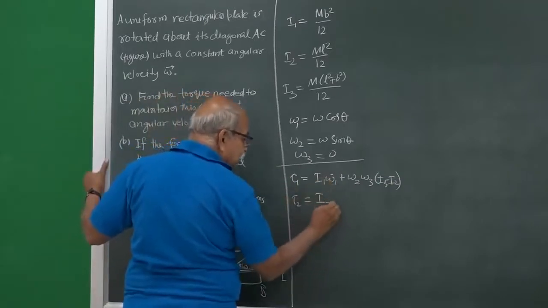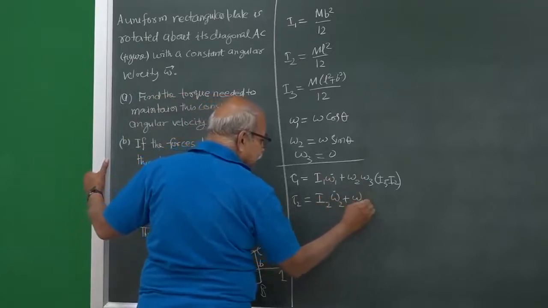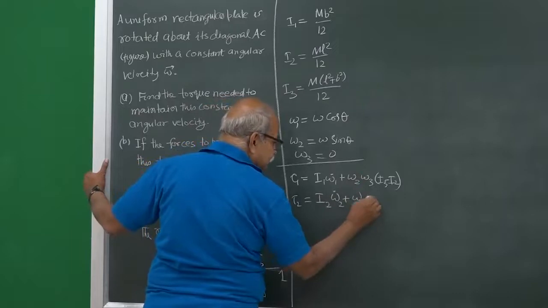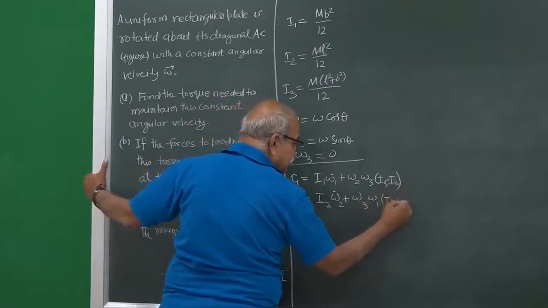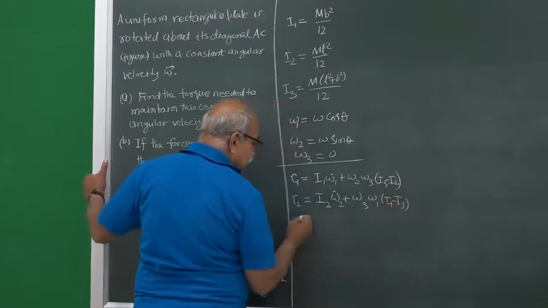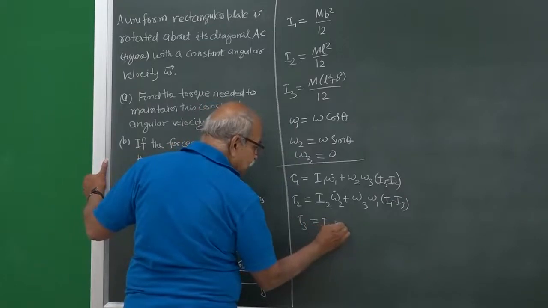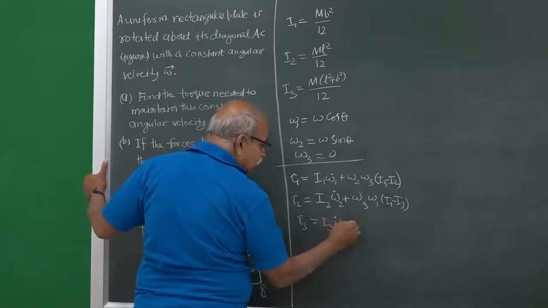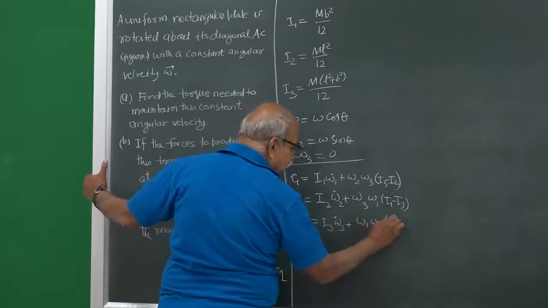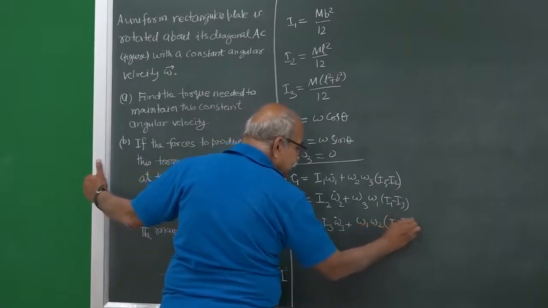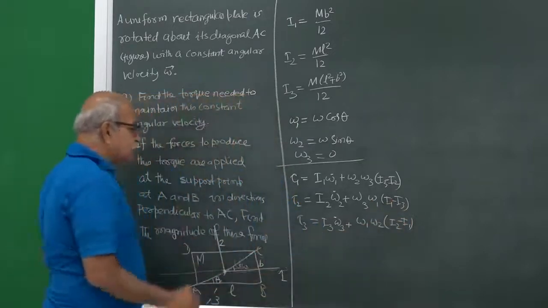1 becomes 2, 2 becomes 3, 3 becomes 1. Then tau 3 is equal to I3 omega 3 dot plus omega 1 omega 2 into (I2 minus I1), where 1 becomes 2 and 3 becomes 1. So, these are our Euler equations.